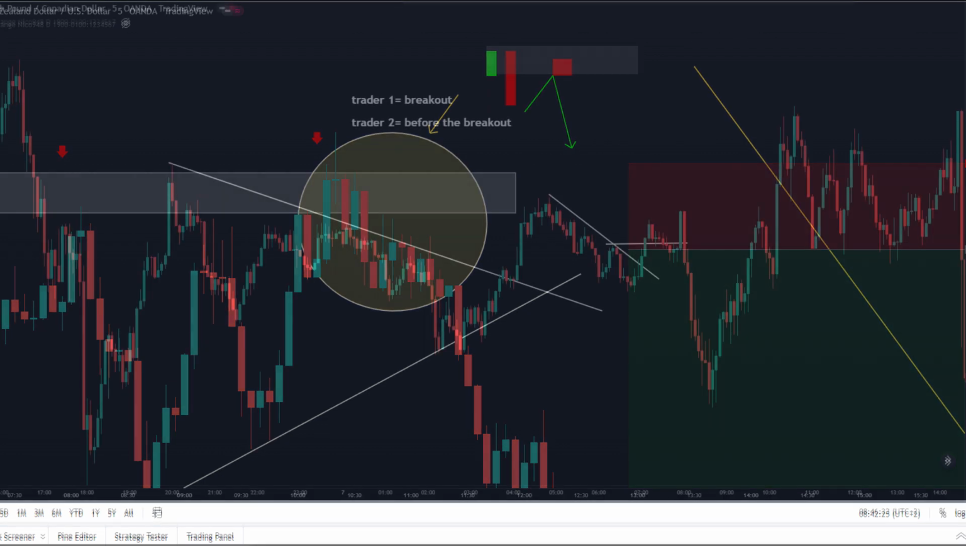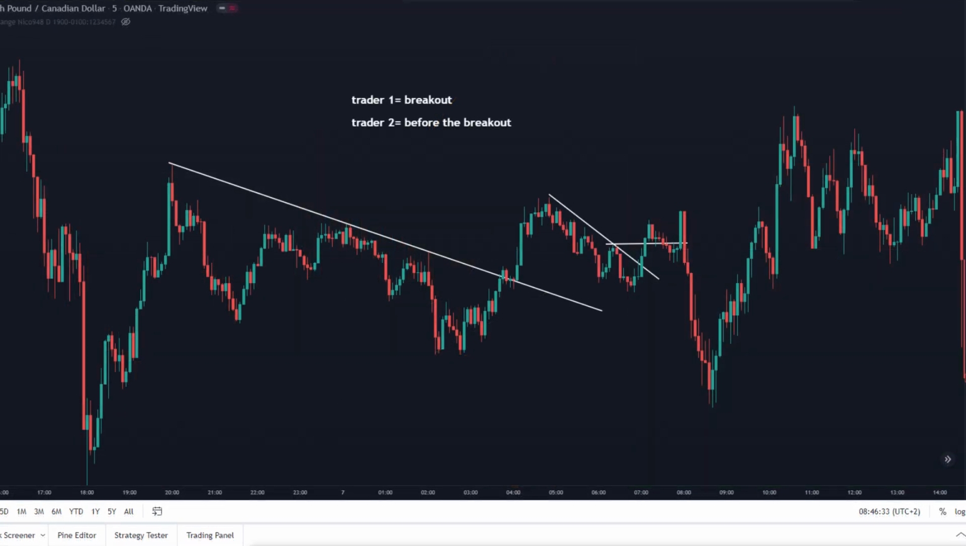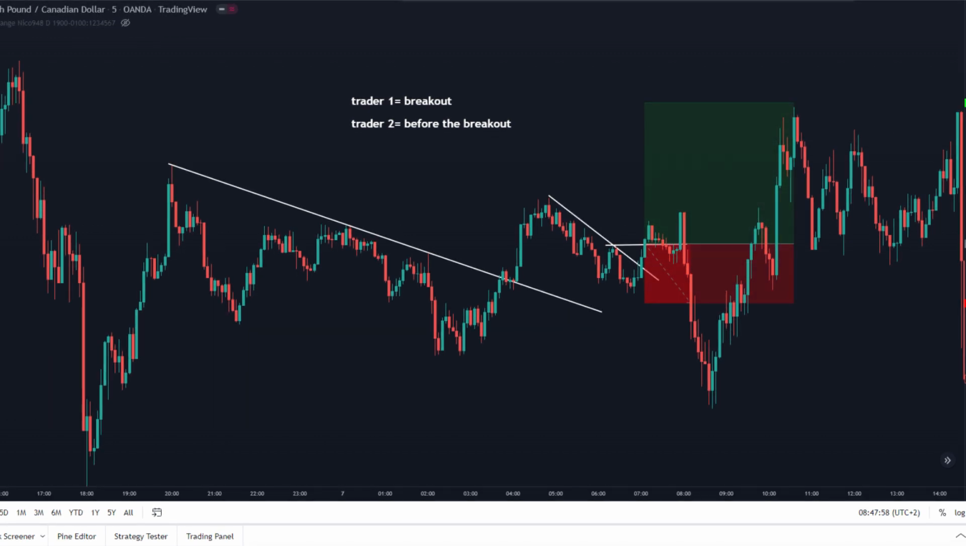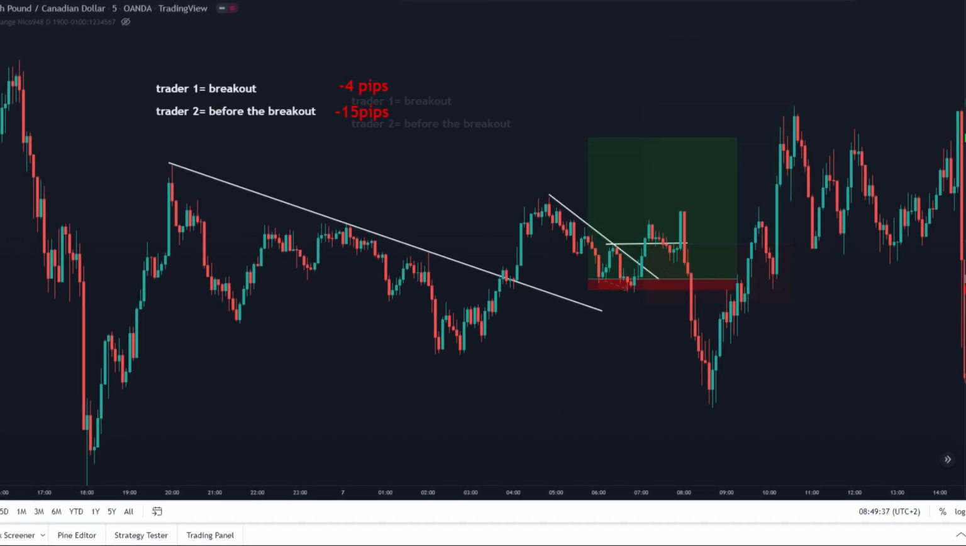Now before we end the video, I would like to show you an example whereby two traders lose the same trades. The first trader is the breakout trader. Then now let's see how he lost his trade. You can also see that the main point of this video was that I need to see more people taking trades before the breakout, and then now let's see how the before breakout trader lost his trade.